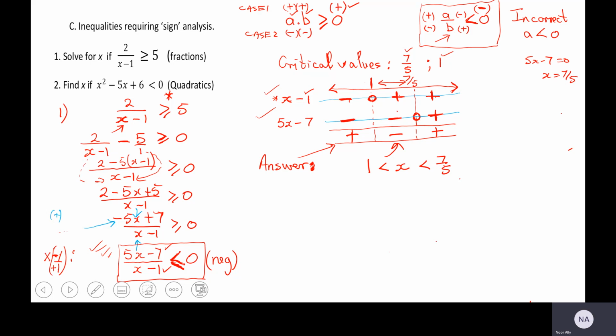Okay, let's complete this. So this is an equal to sign. We'll put an equal to sign there, but we cannot put an equal to sign by the 1. Why? Look at the denominator. The denominator at the very beginning is x minus 1, and that x minus 1 cannot be equal to 0, so x cannot be equal to 1. So despite the fact that this is a greater than or equal to sign reduced into a less than or equal to sign, I can put a less than or equal to sign for 7 over 5, but not for 1.